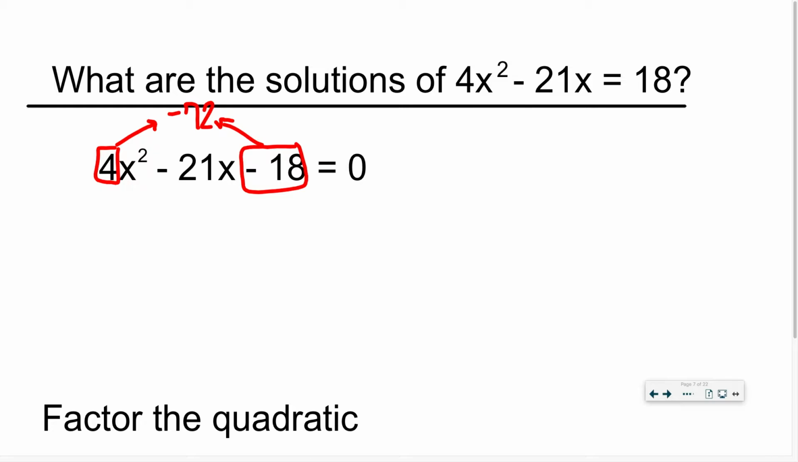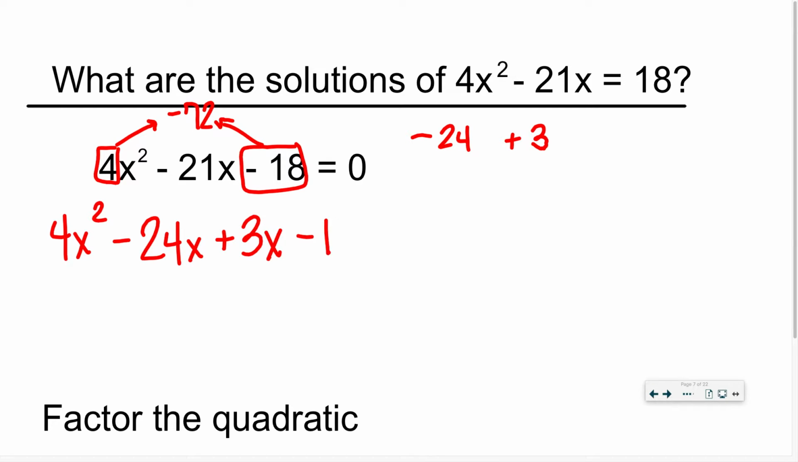Who found the factors of negative 72? Did you have your hand up? What'd you get? 24 and 3. Yeah, the factors of 72 that would combine to give us 21 would be 24 and 3. Which one is negative? Yeah, the 24 would be negative and the 3 would be positive. What do we do with those numbers? Yeah, we're going to break out this trinomial into a 4-term polynomial.